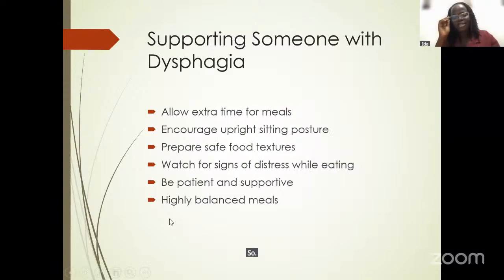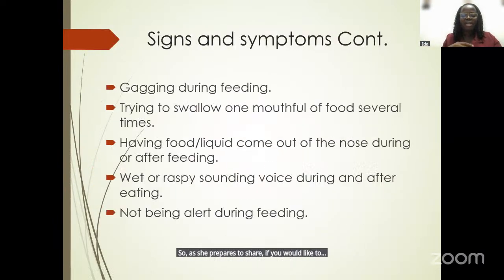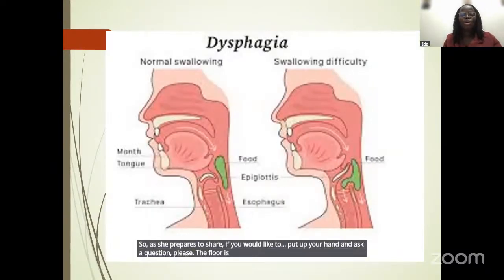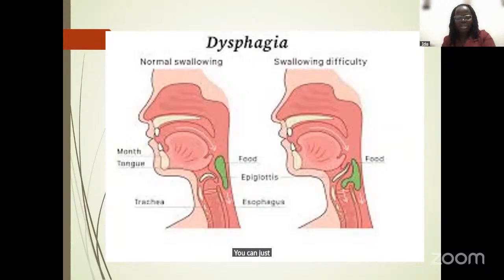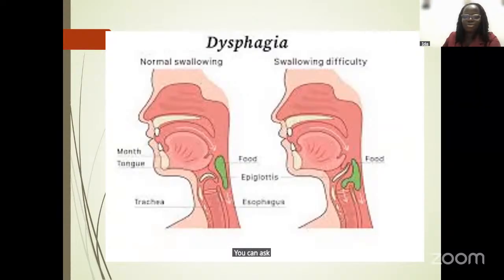So as she prepares to share, if you would like to put up your hand and ask a question, please, the floor is yours. You can just use the raise hand button and you would be allowed to talk. You can ask, comment, do anything. If it's ready, Esther, you can go ahead, please.